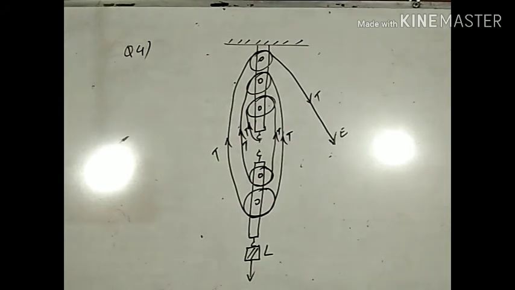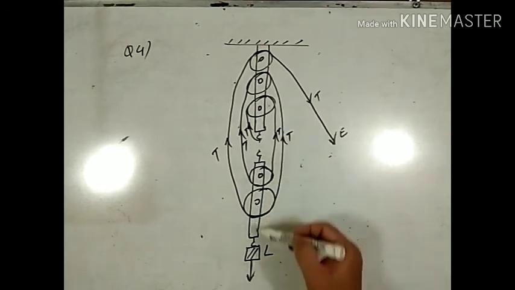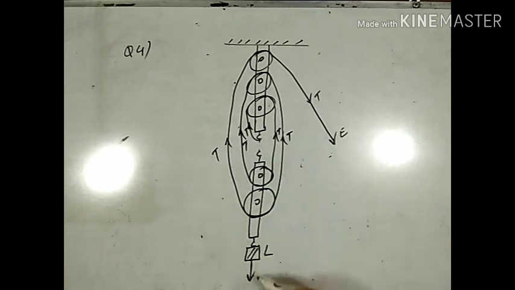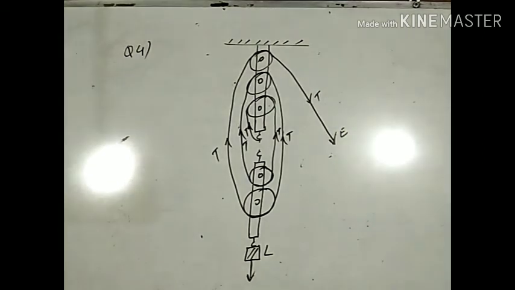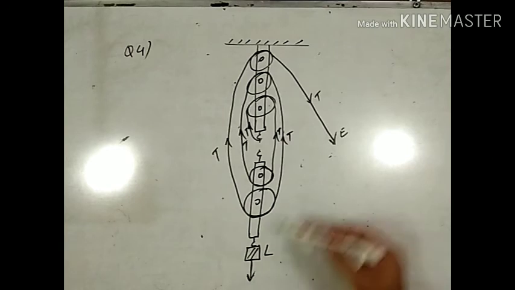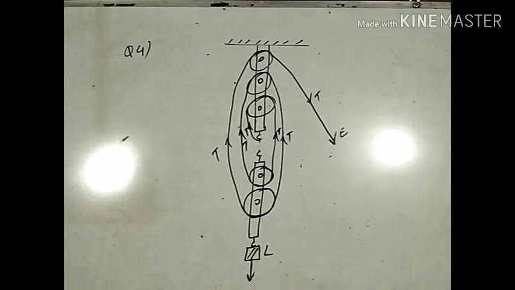Mark in the diagram the direction of load and effort. The load is attached here at the lower block, and what is the direction of the load? Load is always acting downward, and effort is acting at the free end in the downward direction. L and E are marked.